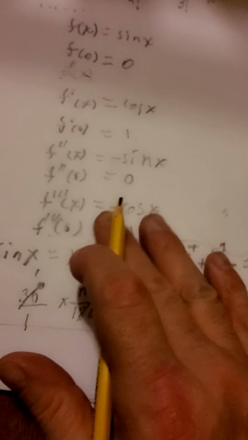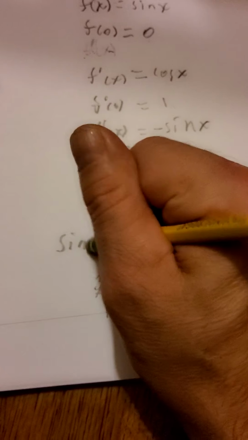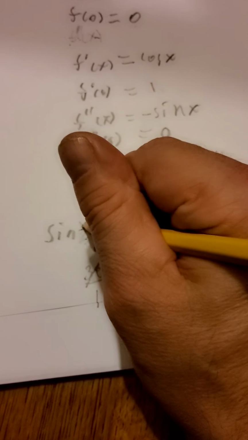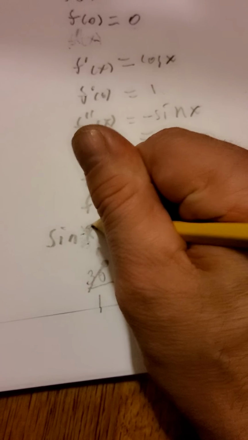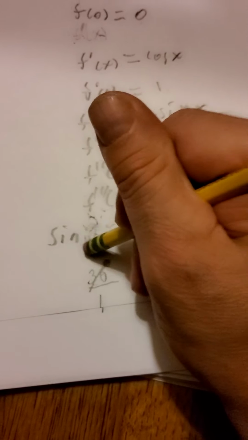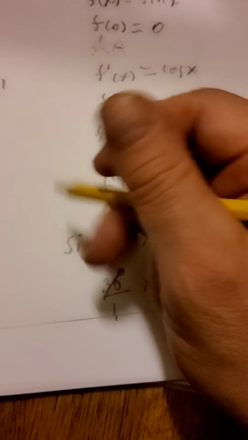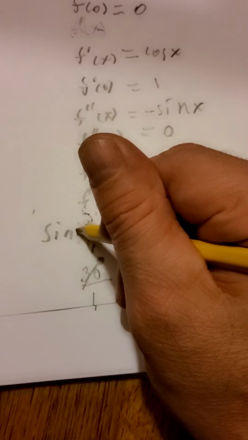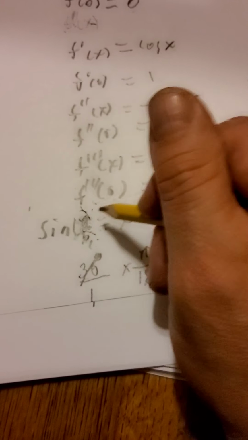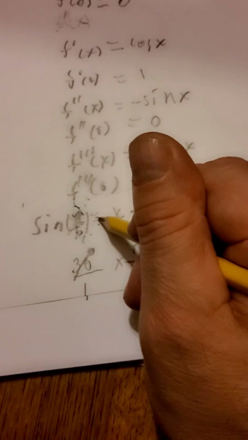And the farther out you go in the series, the better your approximation gets. So remember that the farther you go out in the series, if this is your Taylor series, the better the approximation gets.